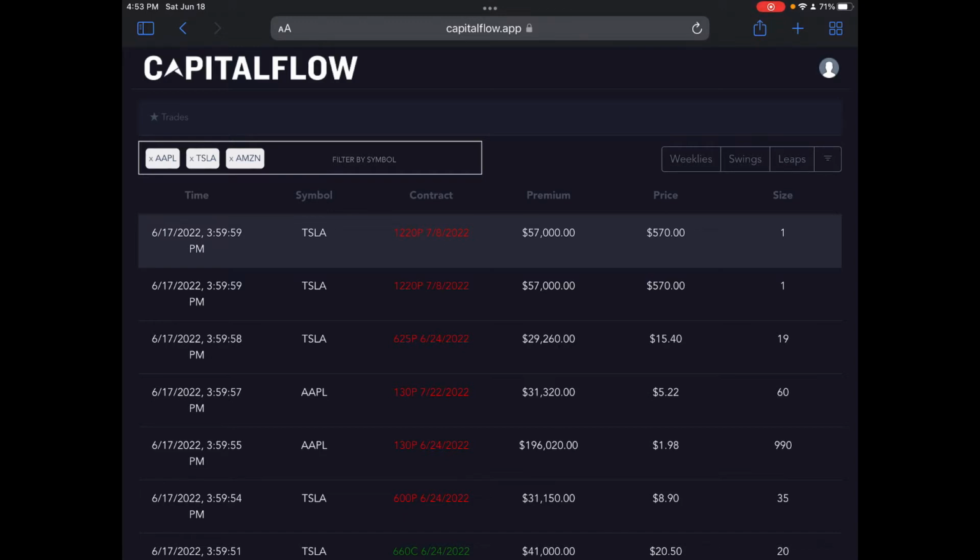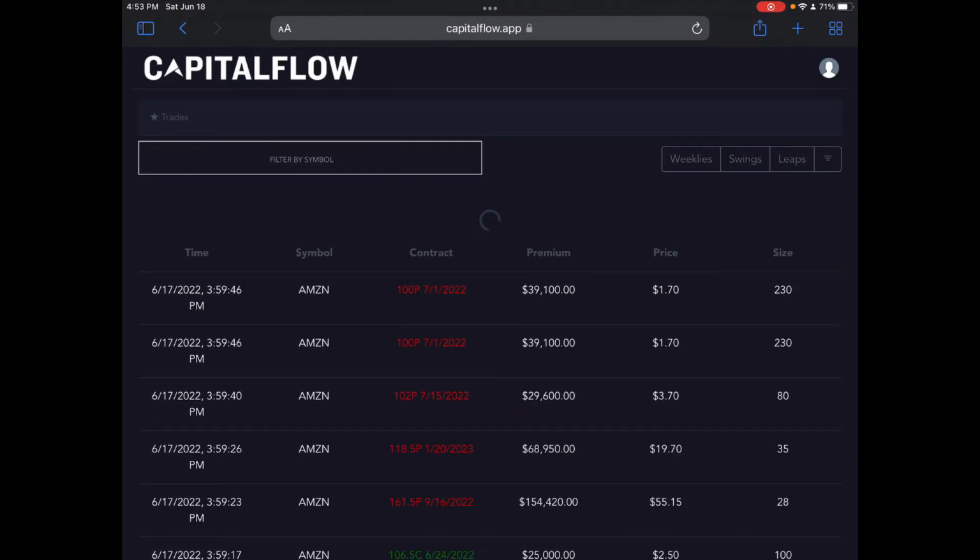So for this order at the top, right at 3:17, right before the market closed at 3:59 p.m., you can see that somebody bought 1220 Tesla puts that expire on 7/8/2022. They paid $57,000 in premium. One contract cost $570, and they bought one contract. So those are how the columns work, right? And how the filter works.